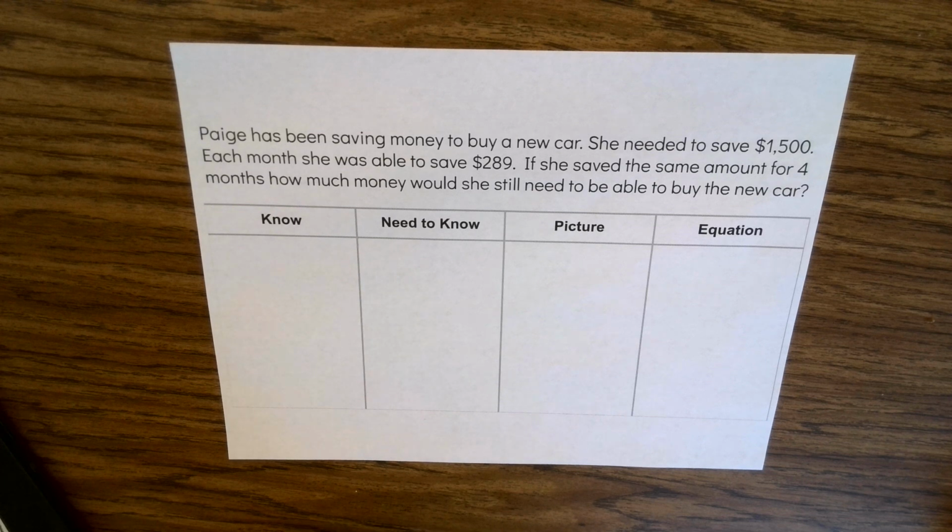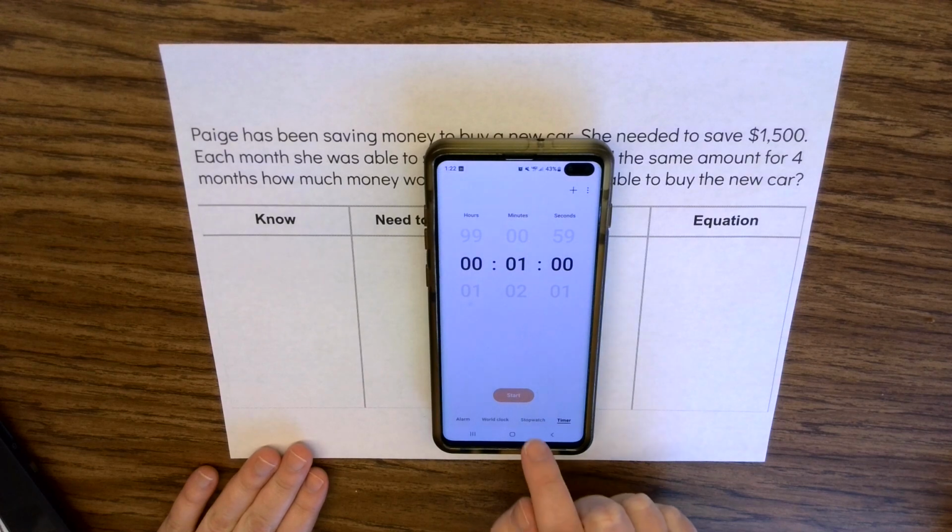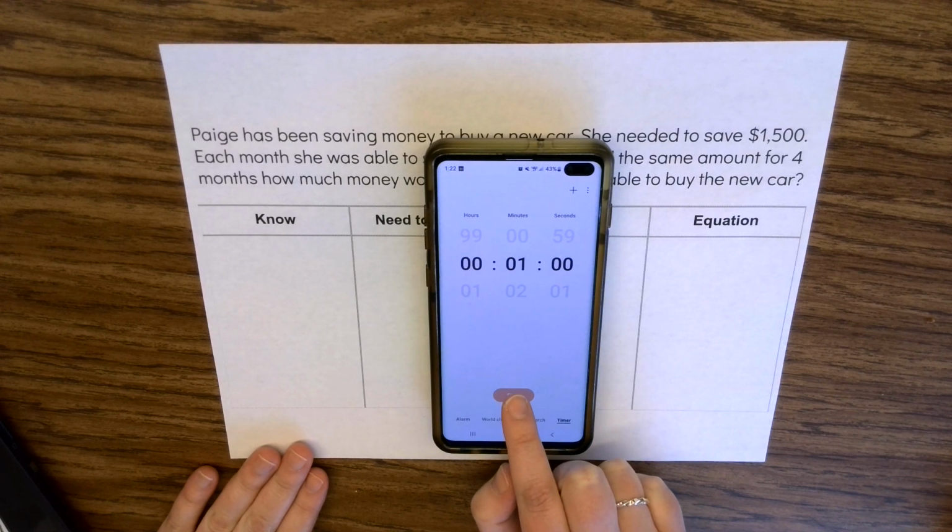Good morning. We're going to start with our word problem for the day. I'm going to go ahead and give you a minute to grab your whiteboard marker and eraser.